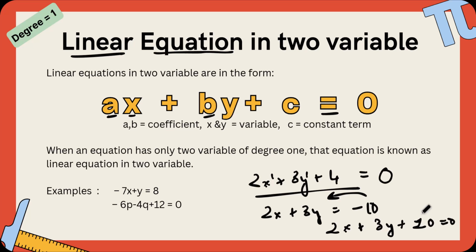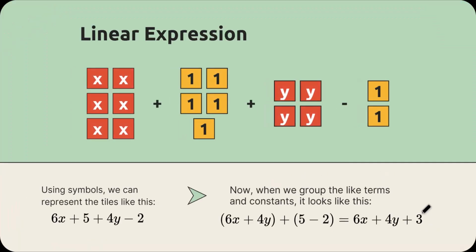So that is what we need to understand. This is a linear equation in two variables. Let's try to further understand how it is expressed. For example, we have 6x, then we have 5, and then we have 4y, then we have minus 2. So what is this? 6x plus 5 plus 4y minus 2. 6x plus 4y plus 5 minus 2, numbers together, variables together. So we have the final form as 6x plus 4y plus 3.